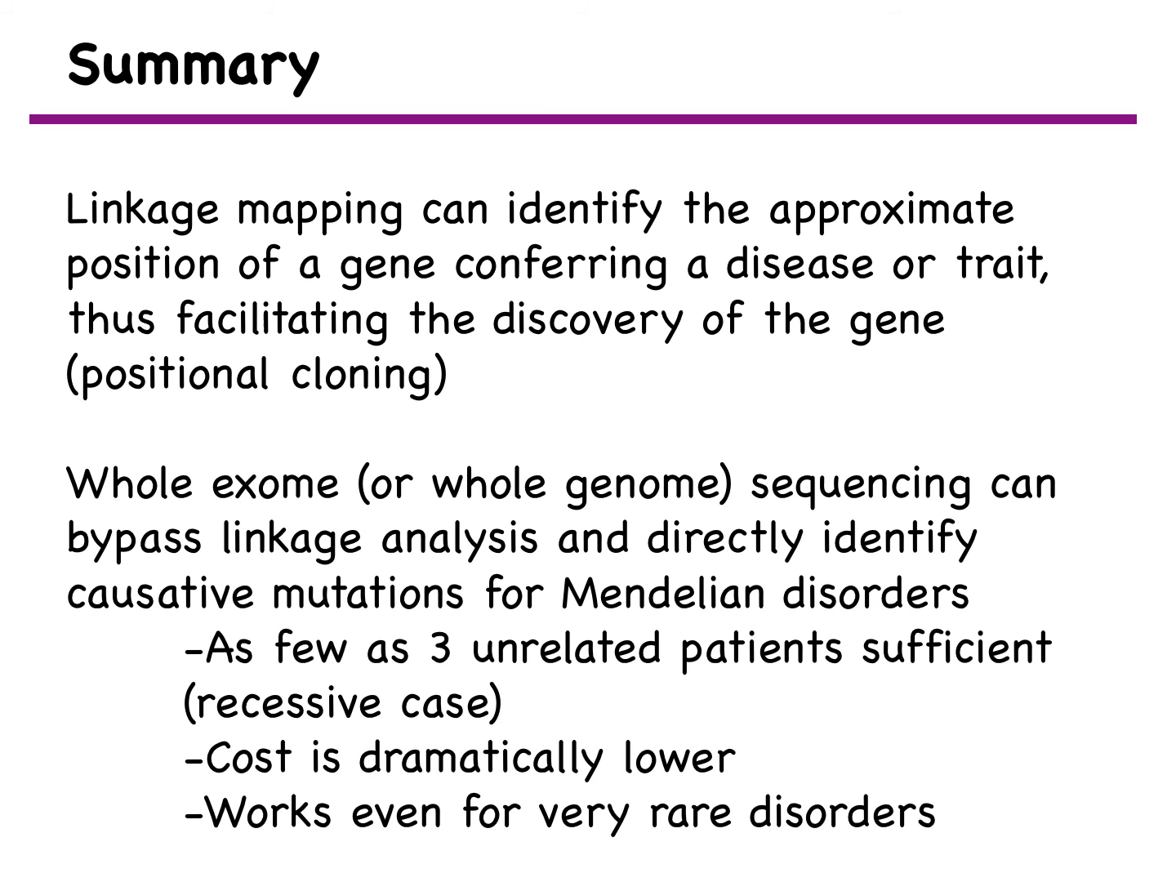So just to summarize what I've told you, it turns out linkage mapping can identify the approximate position of a gene conferring a disease or a trait, and that facilitates the discovery of the gene itself because you know that you only have to look in a small region of the genome to identify that disease-causing mutation. But you can also apply whole exome or whole genome sequencing, and you can bypass linkage analysis altogether and directly identify causative mutations for Mendelian disorders. It's thought that as few as 3 unrelated patients are sufficient if you have a recessive disorder. The cost is dramatically lower, and it even works well for very rare disorders.